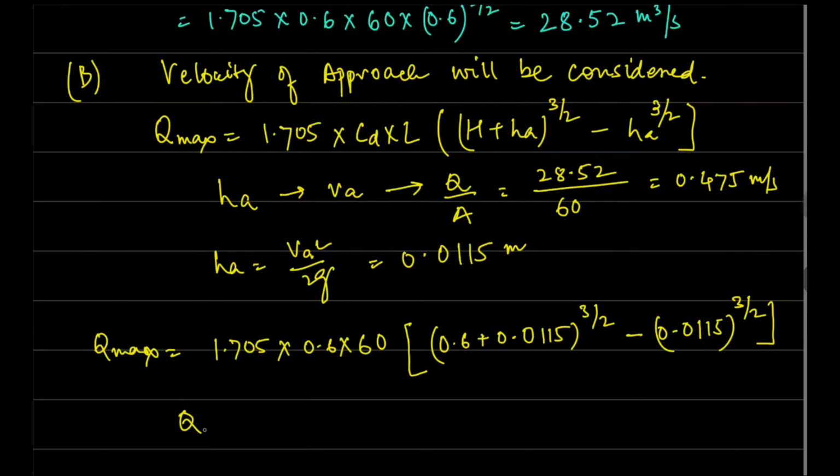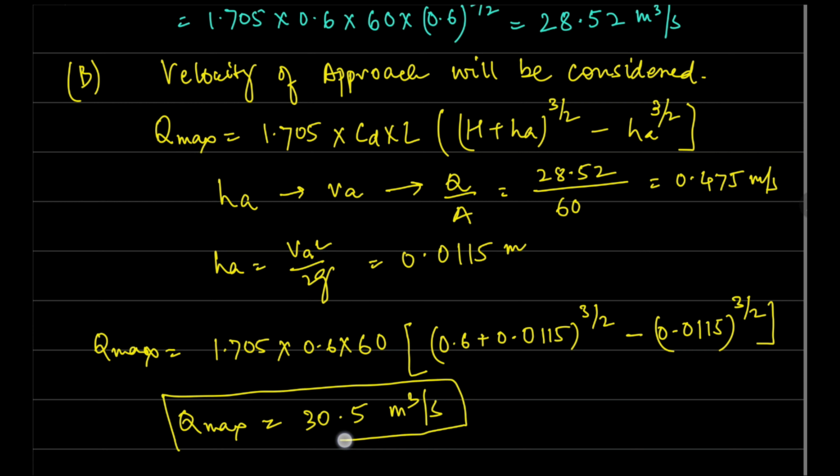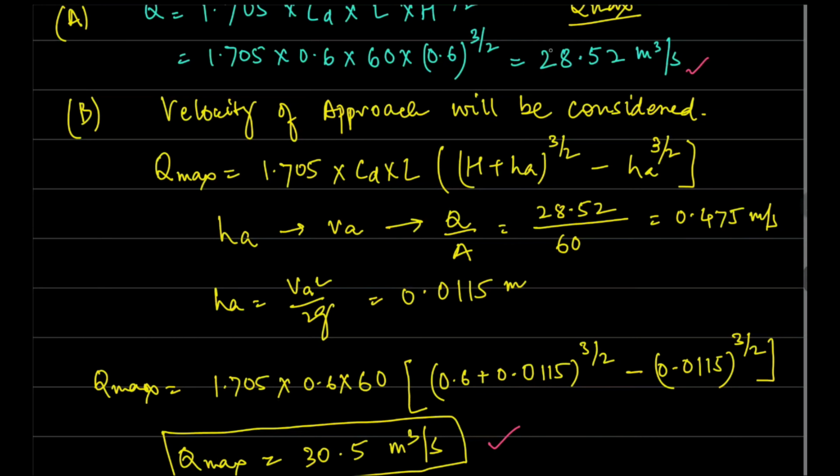So Q max will be equal to, coming out to be 30.5 meter cube per second. So that is the Q max when the VA is considered. So you can see the difference between these two things. So when VA is approached, the value of Q max is 30.5. However, without the consideration of VA, this value was 28.52.